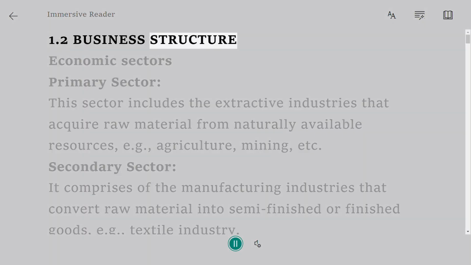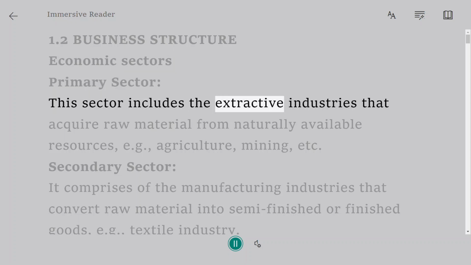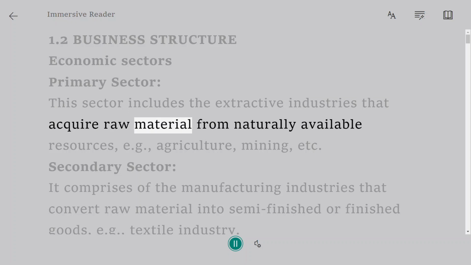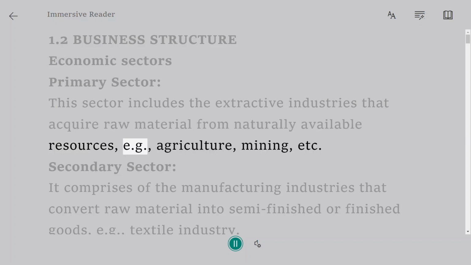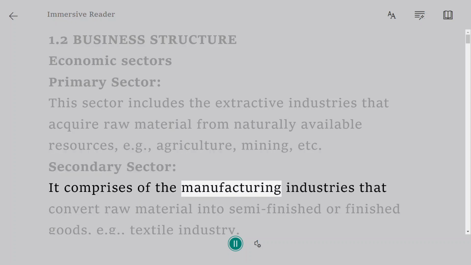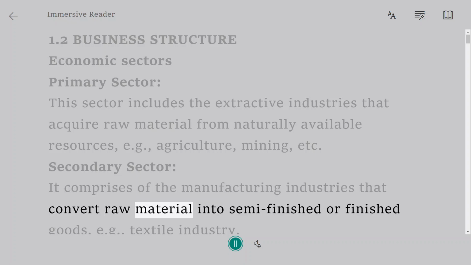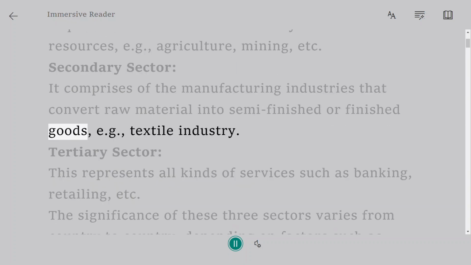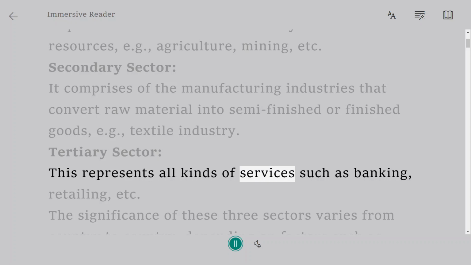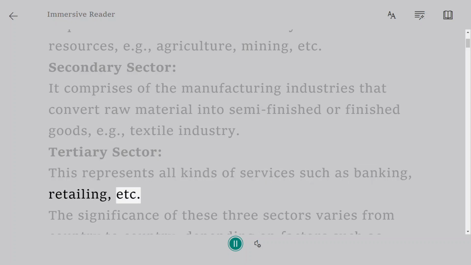1.2 Business structure. Economic sectors. Primary sector. This sector includes the extractive industries that acquire raw material from naturally available resources, example, agriculture, mining, etc. Secondary sector. It comprises the manufacturing industries that convert raw material into semi-finished or finished goods, example, the textile industry. Tertiary sector. This represents all kinds of services such as banking, retailing, etc.